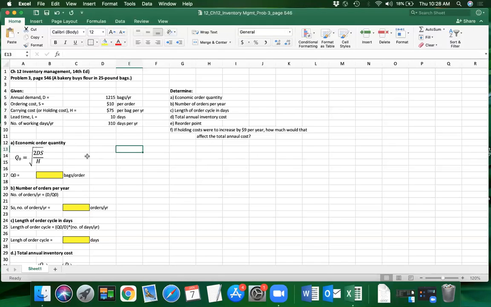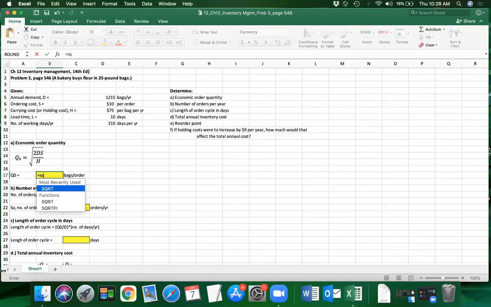So economic order quantity will give you the amount that you should be placing every time you place an order, and the formula for that is the square root of 2DS over H. Now D, as you see here, is the annual demand, S is the ordering cost, and H is the holding cost or carrying cost. All this data is given, so we will simply plug in the values.